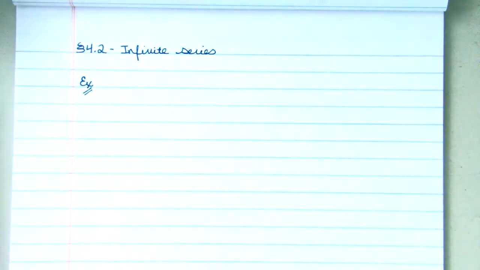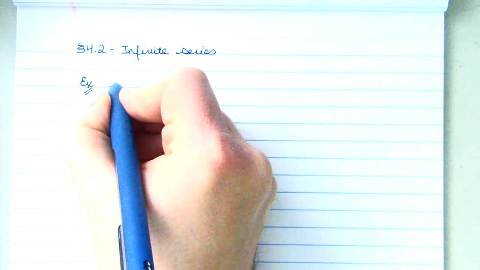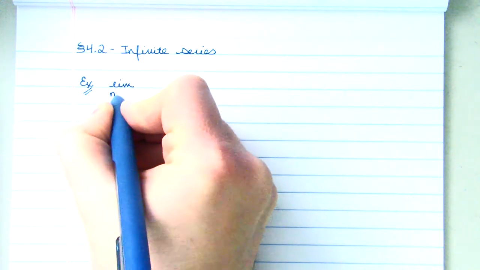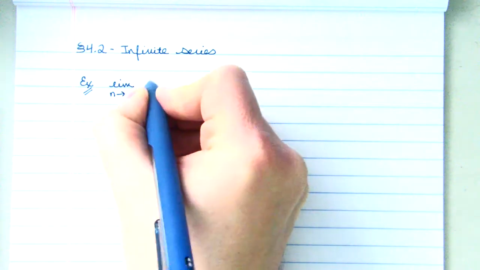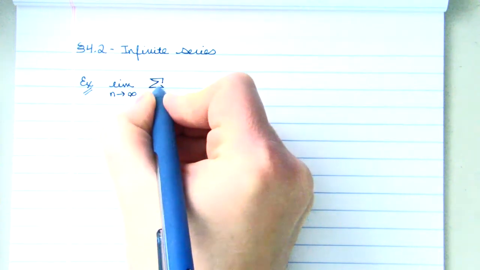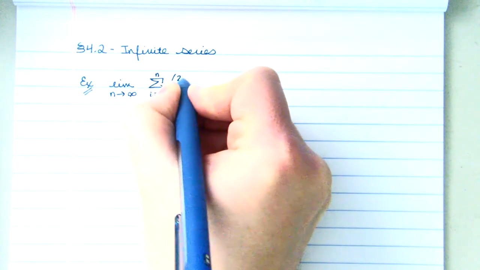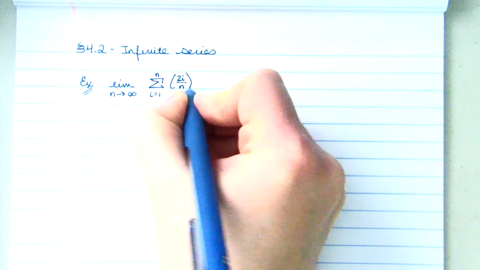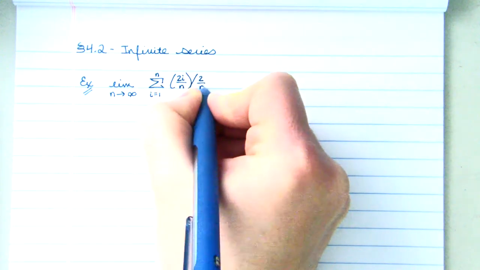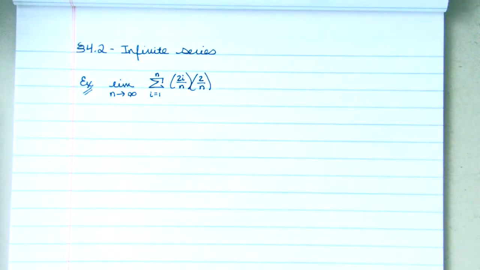And honestly, you already know all the tools. We just need to kind of see what to do with something like this. Our first example of an infinite series is going to be the limit as n approaches infinity of the sum as i goes from 1 to n of 2i over n times 2 over n. And we're jumping right into kind of ugly looking infinite series because these are the types of series we will end up seeing that we need to be able to find the area under a curve. Please copy that down.